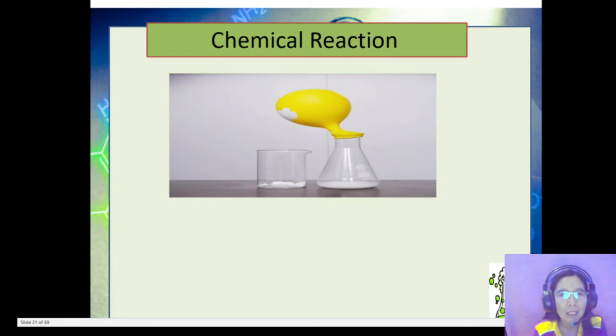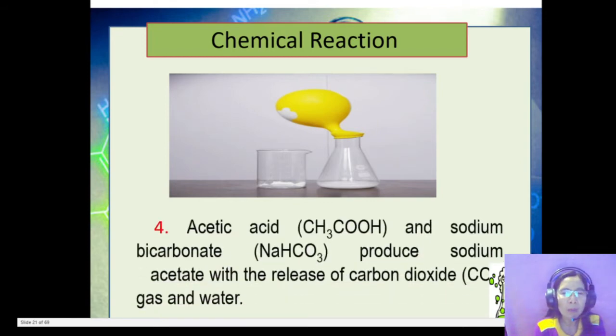What can you see on this picture? Very good. It's a reaction between vinegar and baking soda. Acetic acid, with the chemical formula CH3COOH, and sodium bicarbonate, or NaHCO3, produce sodium acetate with the release of carbon dioxide gas and water. So, it's a chemical reaction. It is because there is that formation of a precipitate after mixing vinegar and baking soda. Okay, that's the number 4 chemical reaction.